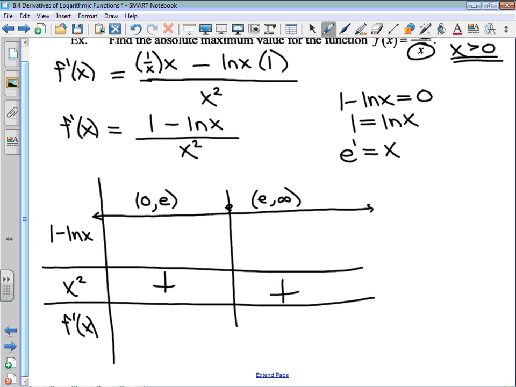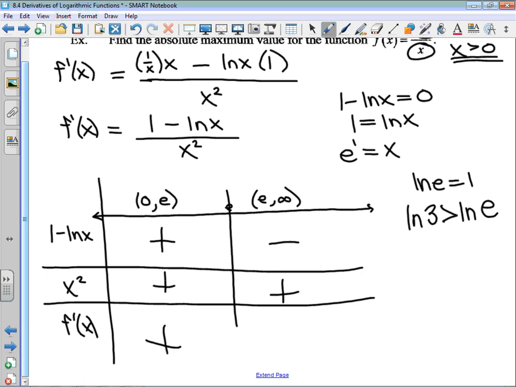When x is in between 0 and e, what we have to consider is that the natural log of e is equal to 1, right? If we think about what that natural log is telling us, it's e to the power of what gives us that. So when x is bigger than e, let's look at the natural log of 3. I know that the natural log of 3 is going to be bigger than the natural log of e. Now that means that 1 minus a number larger than 1 will give me a negative. 1 minus a number less than 1 will give me a positive. So f prime of x is positive from 0 to e, and it's negative from e to infinity.